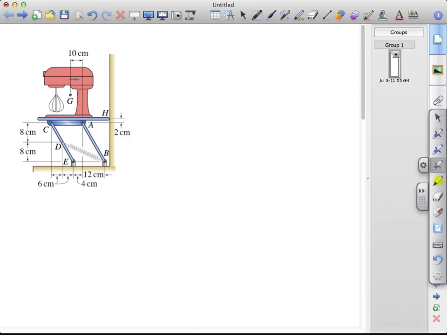So our isolating surfaces here will look like this, for the mixer and platform together, and then we'll be looking at CDE here as a second free body diagram. So this will be 1, and this will be 2.